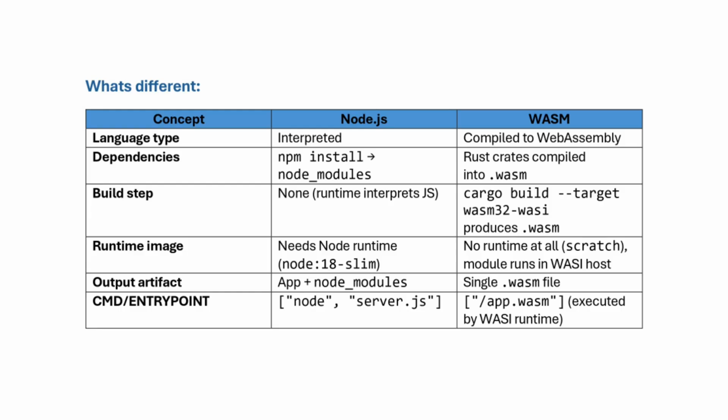Output artifact. In Node.js, it is app plus node_modules. In WASM, it is a single .wasm file. CMD or entry point.